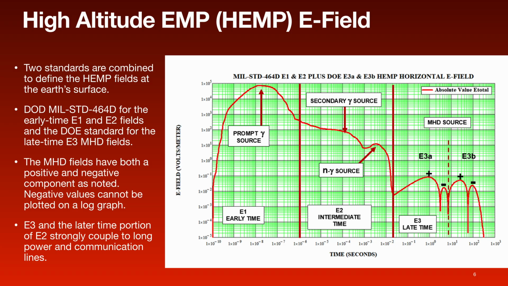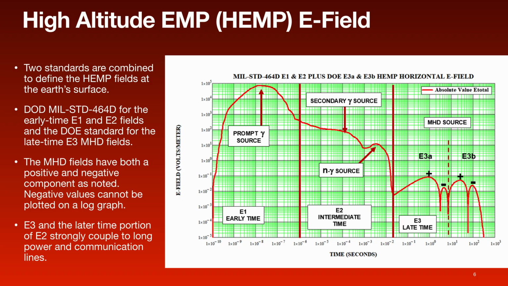E1 and E2 come from MIL-STD-464D. E3A and E3B are defined by the DOE standard. The DOE standard gives the best analytical model for the late-time MHD waveform. The MIL standard gives the best description of the early-time waveform. This waveform is used in the following slides for a numerical assessment of HEMP effects on power and communication cables.